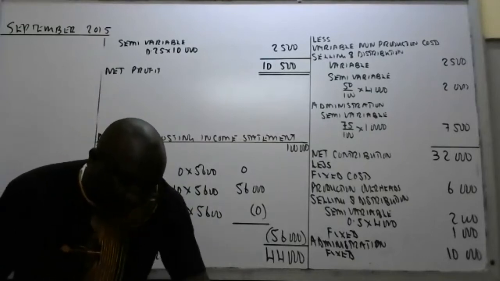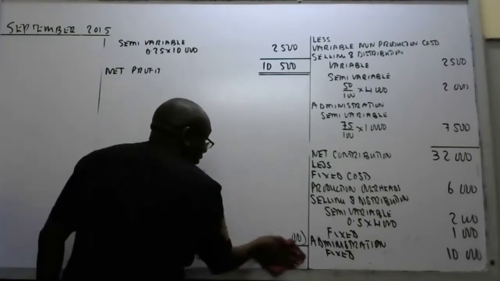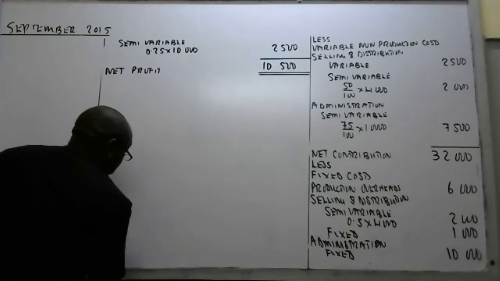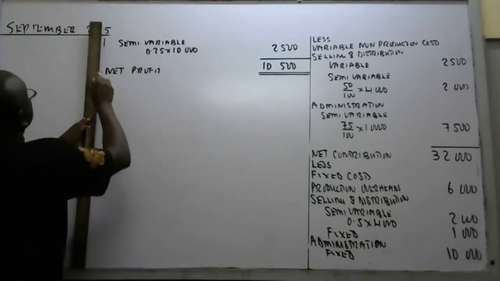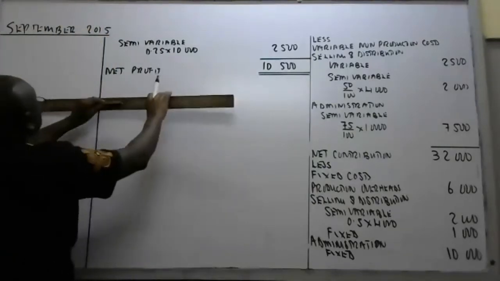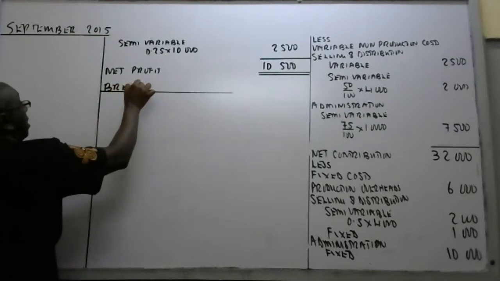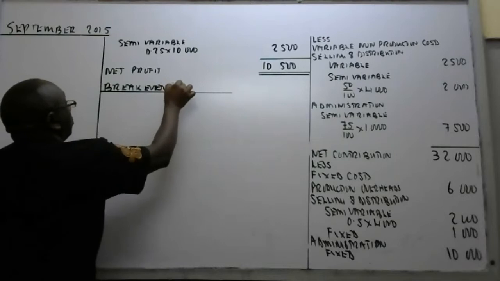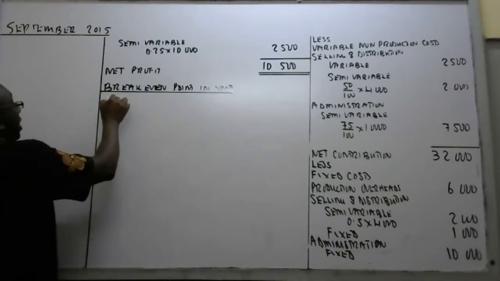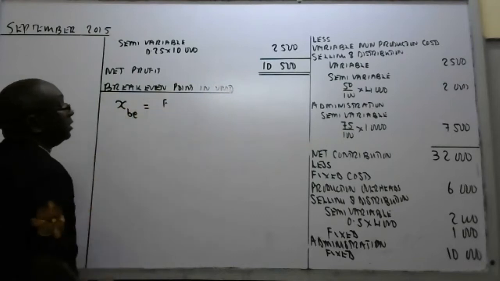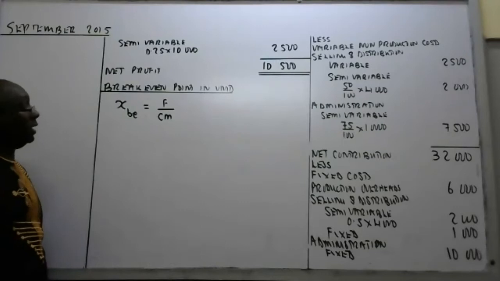So break even point in units and in revenue. We are told to get the break even point in units. Break even point in units. The formula is XBE is equal to F, you divide by contribution margin.